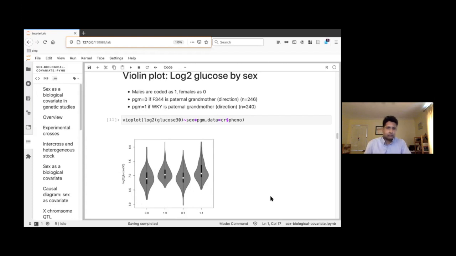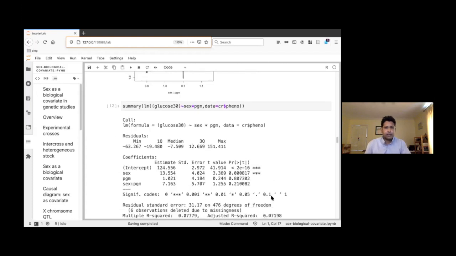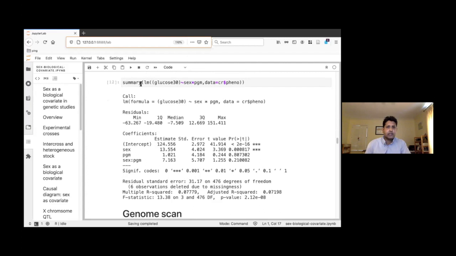paternal grandmother. But just to look at it a little more carefully, I did linear regression using sex and paternal grandmother as interacting, and the interaction term has a p-value of 0.2, and so for the moment I'm just going to focus on sex.